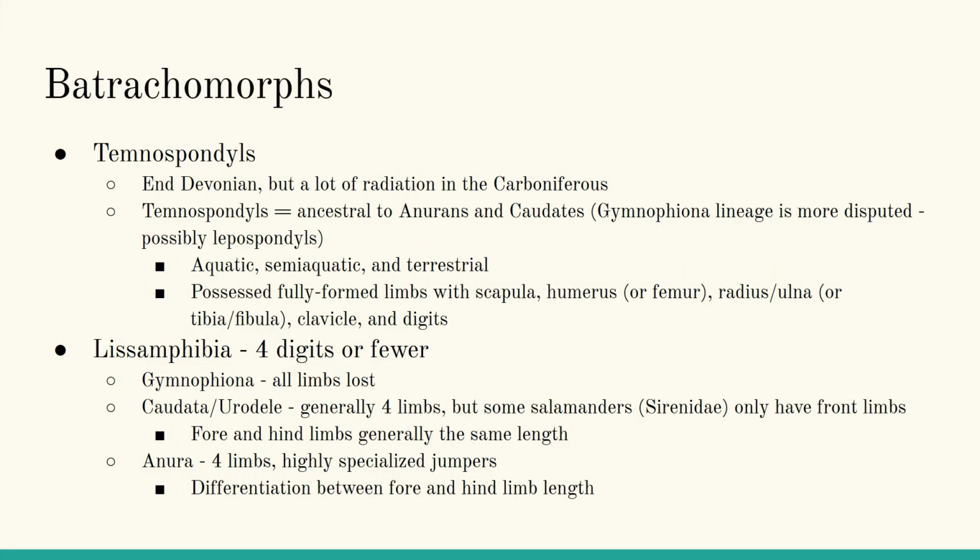With caudates, they generally have 4 limbs that are roughly the same length with the fore and hind limbs. However, some salamanders only have front limbs, and then with frogs and toads, they're specialized jumpers. There is a tremendous amount of differentiation between fore and hind limb length.